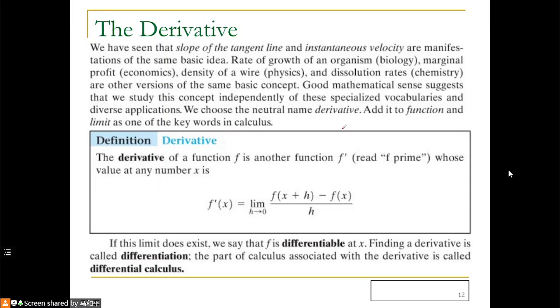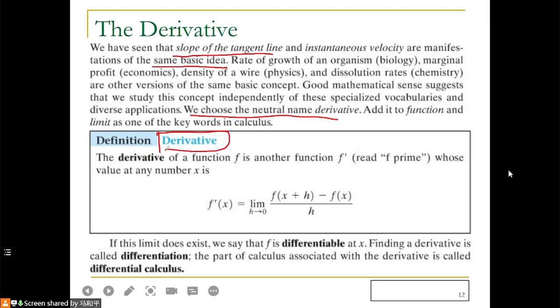Then from these two problems, we have the definition of the derivative, right? We have calculated the slope of the tangent line and the instantaneous velocity. So maybe they have the same basic idea. So we choose the neutral name derivative and iterate two function and limit as one of the key words in calculus.